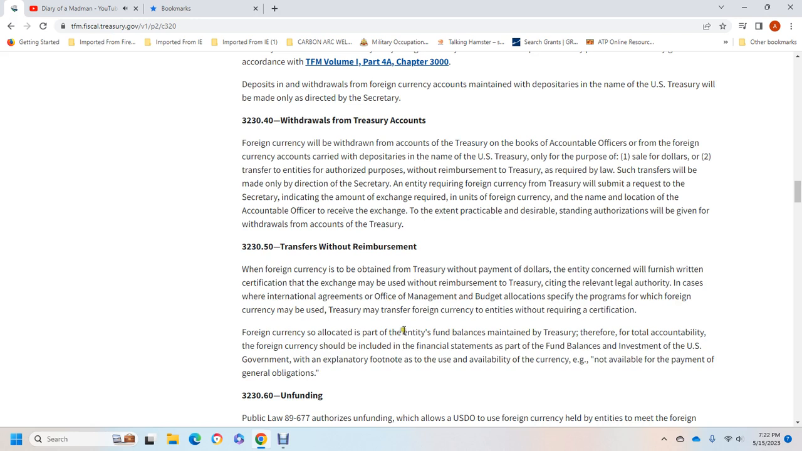Treasury may transfer the foreign currency to the entity without requiring certification of foreign currency allocated as part of the entity fund balance maintained with the Treasury. Therefore, the total accountability of foreign currency shall be included with the financial statement as part of the fund balance of investments of the U.S. government. An explanatory footnote is used: available to the currents, not available for payment of the general obligation.